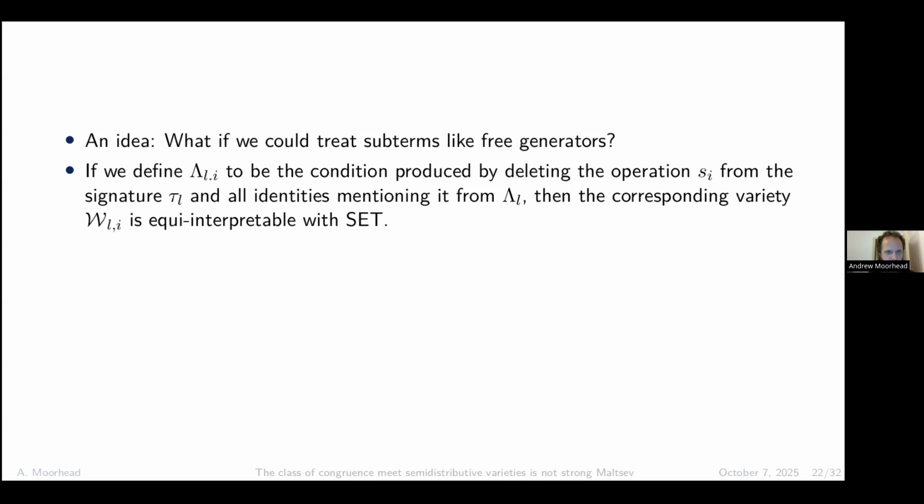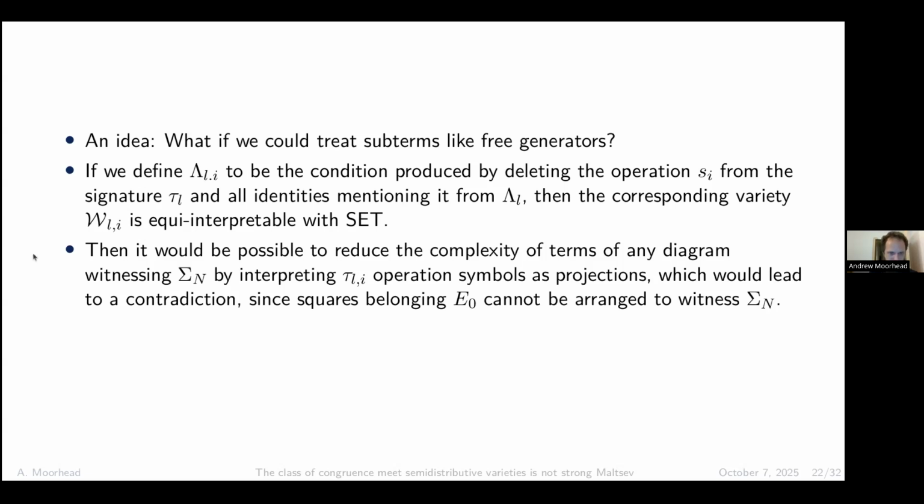And okay, so how do we do it? Well, what if we could treat subterms of terms like they were actually just free generators? That's a naive idea, but if you just stare at the condition and you start working with the terms, one wishes that they could just treat them like they're free generators, because then the analysis becomes much easier. So if we define sigma Li to be the condition produced by deleting the operation Si from the signature tau L and all identities mentioning it, then the corresponding variety has an interpretation with projections. Because of that, it would be possible to reduce the complexity of the terms of any diagram witnessing sigma n by interpreting tau Li operation symbols as projections. But this would lead to a contradiction because we could reduce the term complexity of a minimal counterexample that witnesses sigma n.